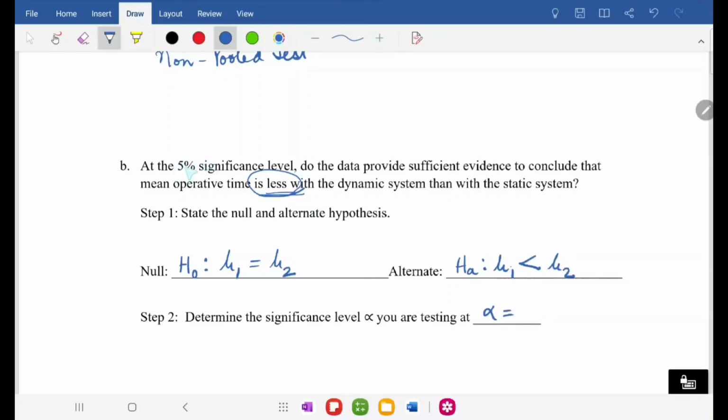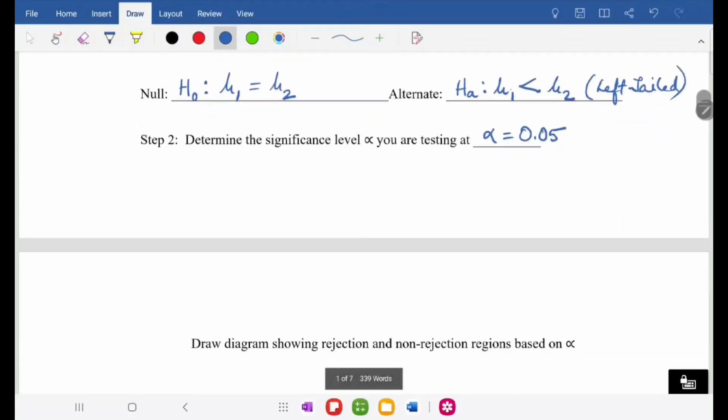Step 2 is determine the significance level at which you are testing, and that alpha is derived from your significance level value, which is 5%. So convert that to decimal and it's 0.05. Now, because this is a left tail test, you do not need to split your alpha, all right. Alpha is split only when it's a two-tail test.